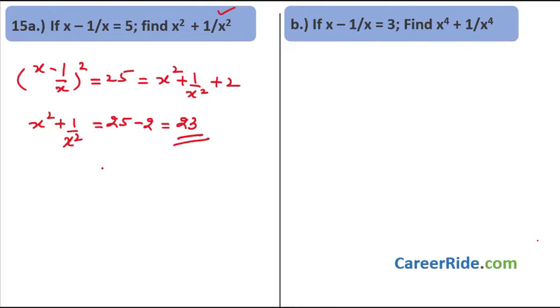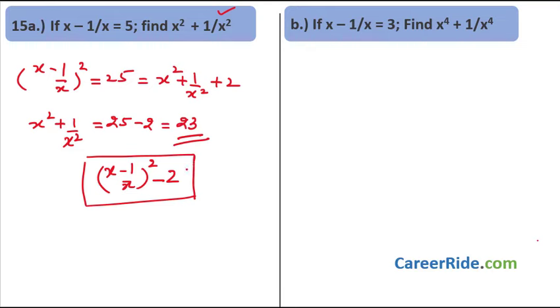All that I have done is I have squared x minus 1 upon x and subtracted 2 from it. This is basically the only thing that you have to do in the exam. Okay, this will make your questions quick. Now let us see the next one.